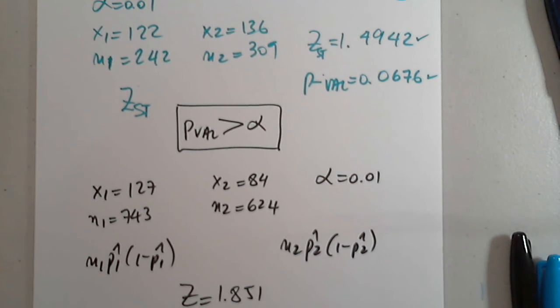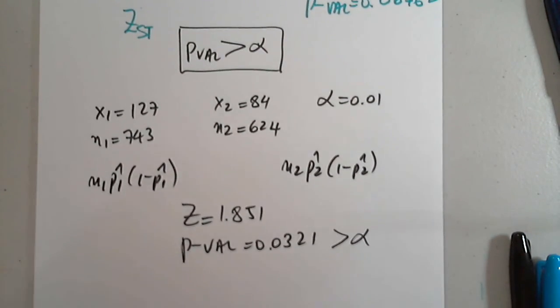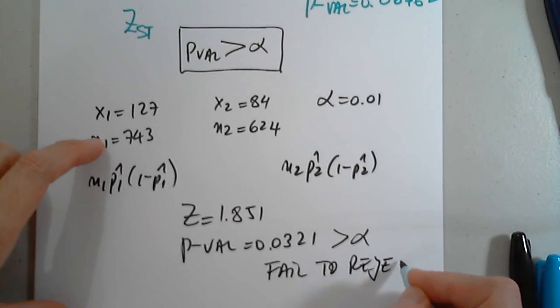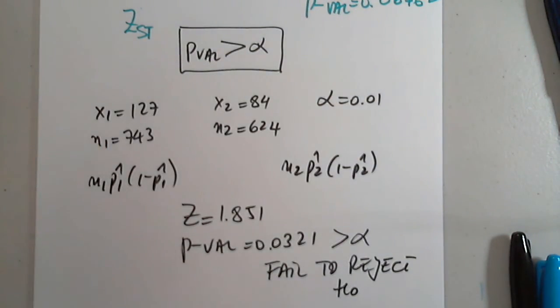Okay, so now let's draw a conclusion. Is the p-value greater or smaller than alpha? Greater than. It is greater. So it is greater than alpha. Do we reject or fail to reject the null hypothesis? Fail to reject. Very good. Awesome. I'm just writing it down. Fail to reject the null hypothesis.